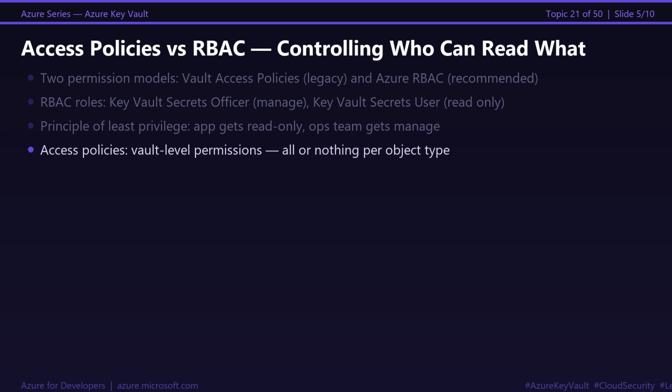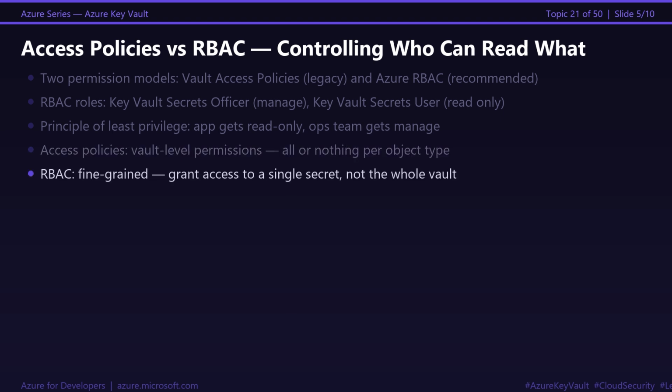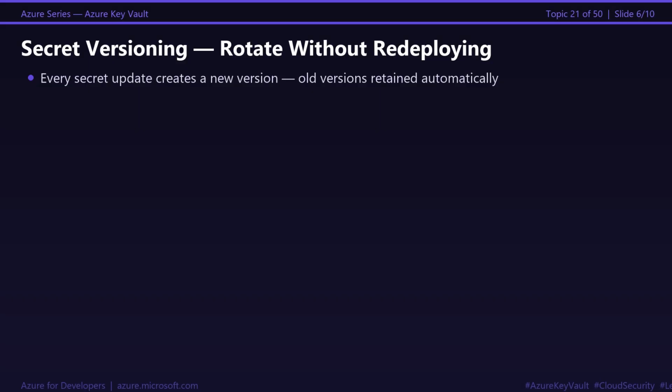Here is a scenario every team eventually faces. Your database password needs to be rotated. Security policy, every 90 days. Without Key Vault, this means updating config files, redeploying apps, hoping nothing breaks. With Key Vault, you update the secret in the vault. Your app retrieves the new value on the next call. No redeployment. No downtime.